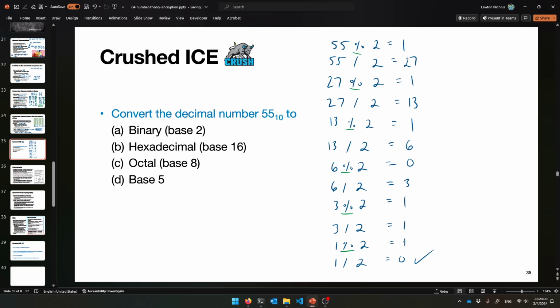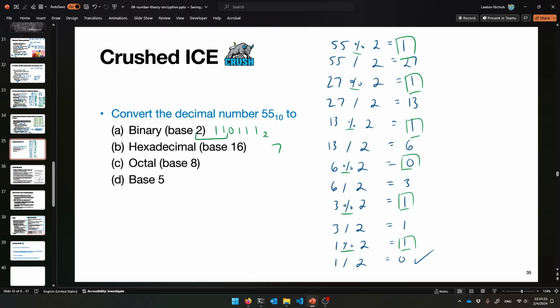So the answer is going to be 1, 1, 0, 1, 1, 1. That's a long number. That's 55. Remember the order, it's in reverse. So 1, 1, 0, and then 1, 1, 1, base 2. That is binary. And we can quickly convert this to hex, can't we? Just read it off. What's this one? That's a 7. So just write a 7.